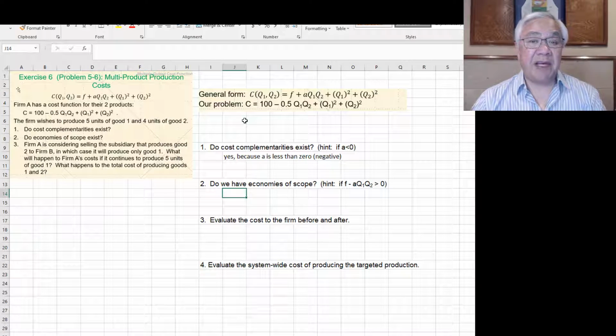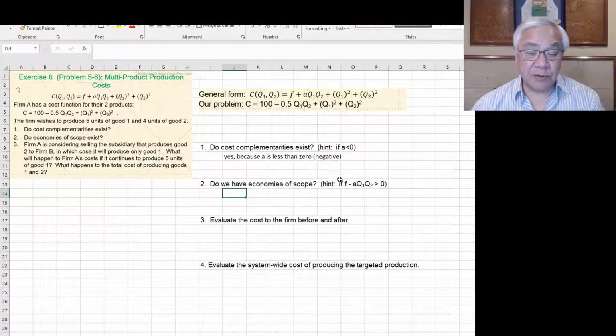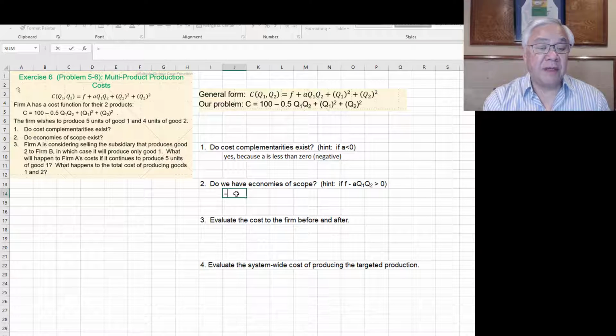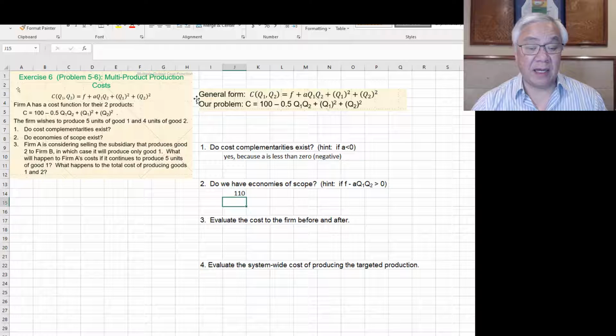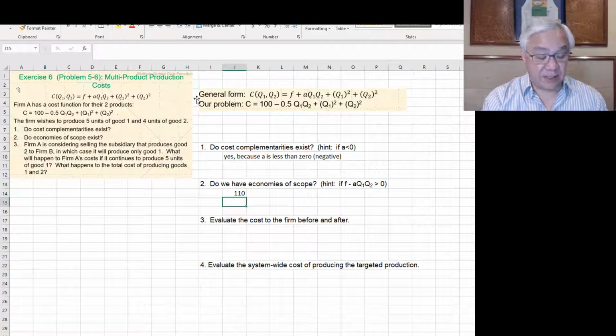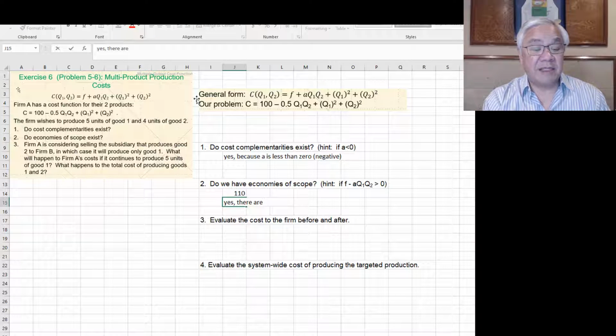Next we'll see, do we have economies of scope? And here's the rule that we use to determine if economies of scope exist. So let's just do the formula. Equals F, and in this case, F is equivalent to 100, so that's 100, minus 0.5 times Q1, which is given at 5, and Q2, which is given at 4, and the answer is greater than 0, so therefore the answer is yes, there are economies of scope.